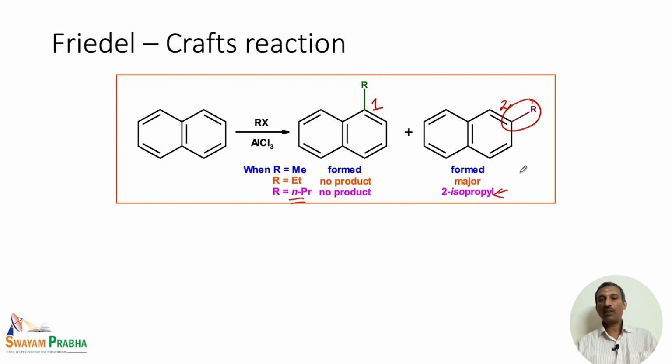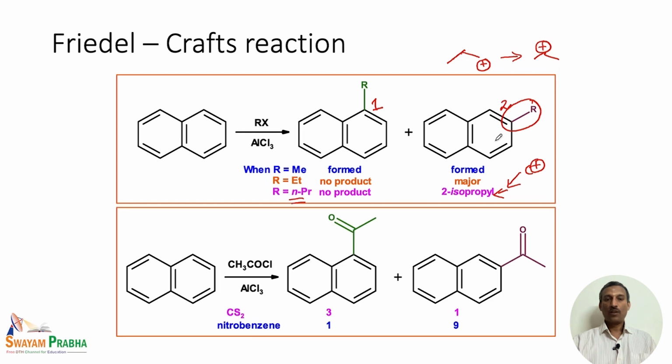In other words, there is a carbocation involved in this reaction which underwent rearrangement to give the corresponding isopropyl derivative. Because if you look at here, this is the carbocation that will be formed from the corresponding propyl derivative. This undergoes rearrangement to the corresponding isopropyl derivative, a secondary carbocation. So this carbocation actually adds to the naphthalene system to give the 2 substituted product.